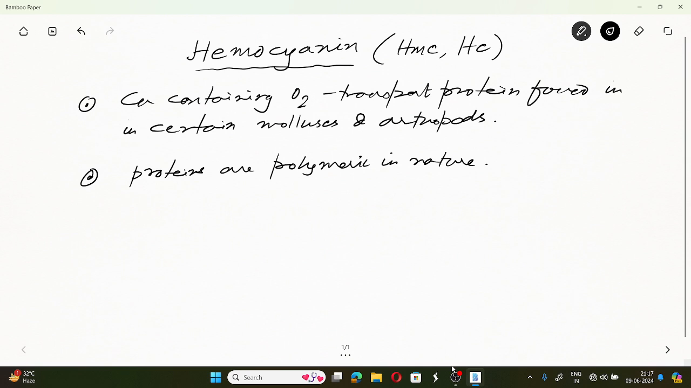Now each unit contains an active site to carry out the oxygen transport. So they consist of several units or subunits, which can be 6, 12, 24 as well as 48 subunits. Each of these subunits contains an active site where copper is present. Okay? Each monomeric subunit has copper in its active site.